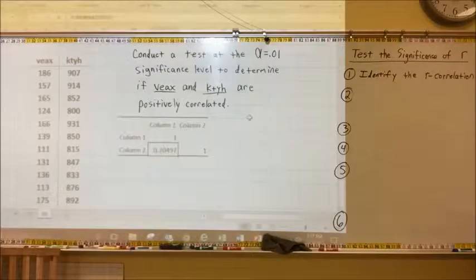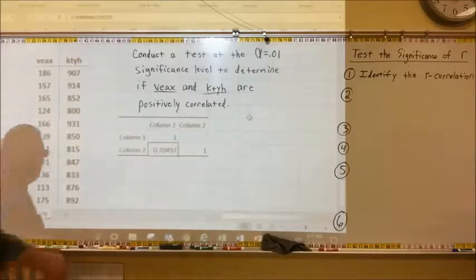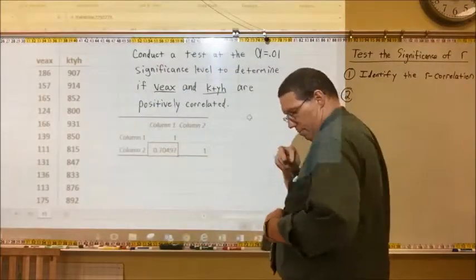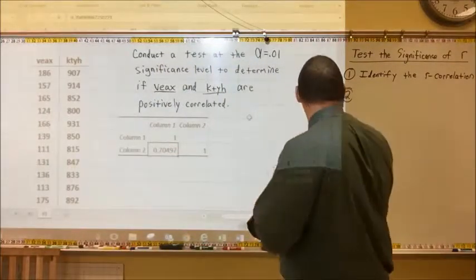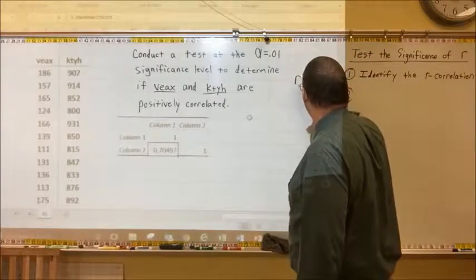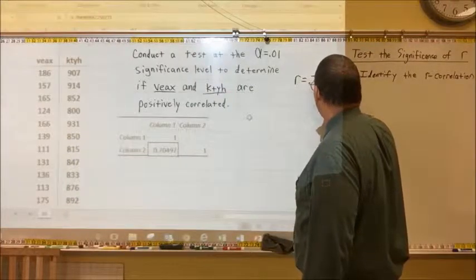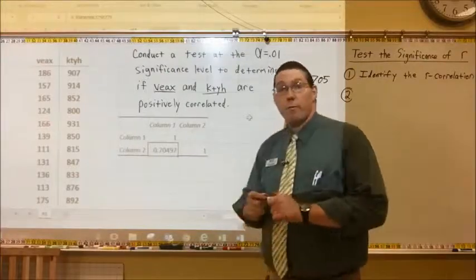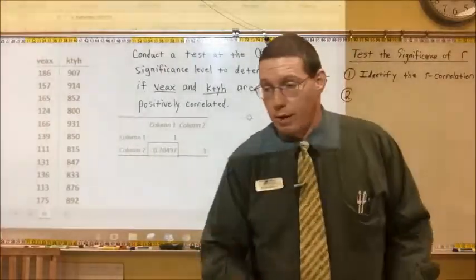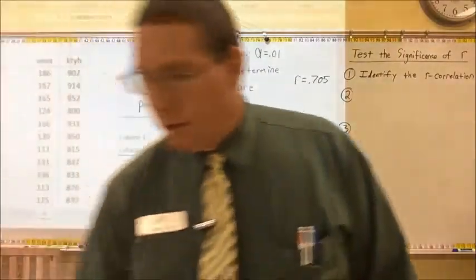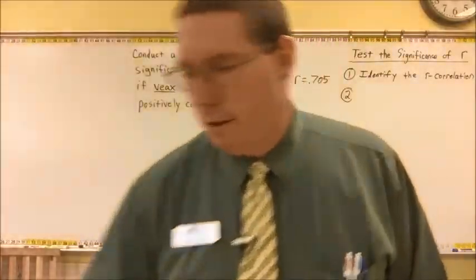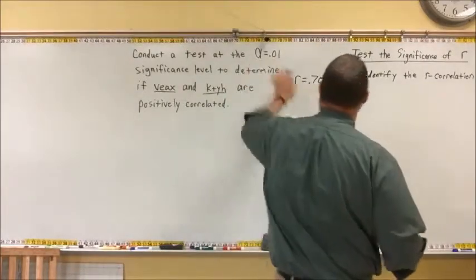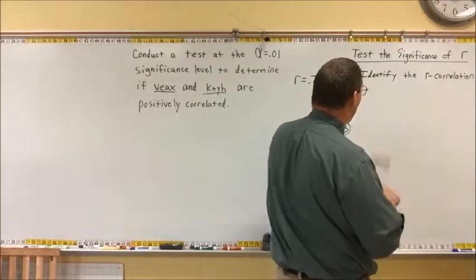And there it looks like the correlation is 0.705, rounded to 3 decimal places. So our R correlation is 0.705. Okay? Now we're going to test whether that correlation is significant or not. So positive correlation, alpha is 0.01. We've got our R correlation.